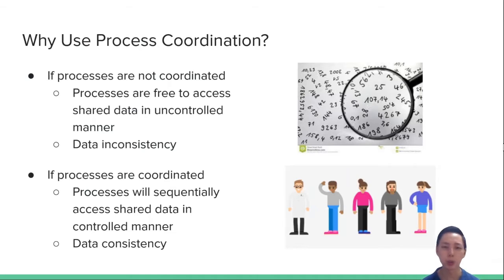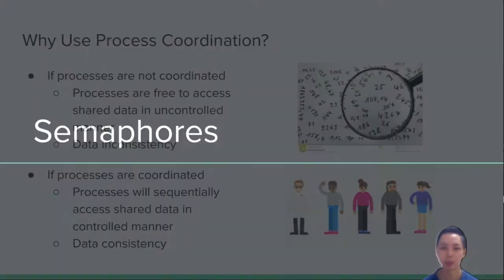So why do we use process coordination? If we don't use process coordination, we give the processes free access to the same resource in a very uncontrollable manner. This can lead to unexpected outputs, or we end up having inconsistent data. However, if we do coordinate them, we get them to access the data in a sequential, more controlled manner, and we can have an expected output or consistent data.